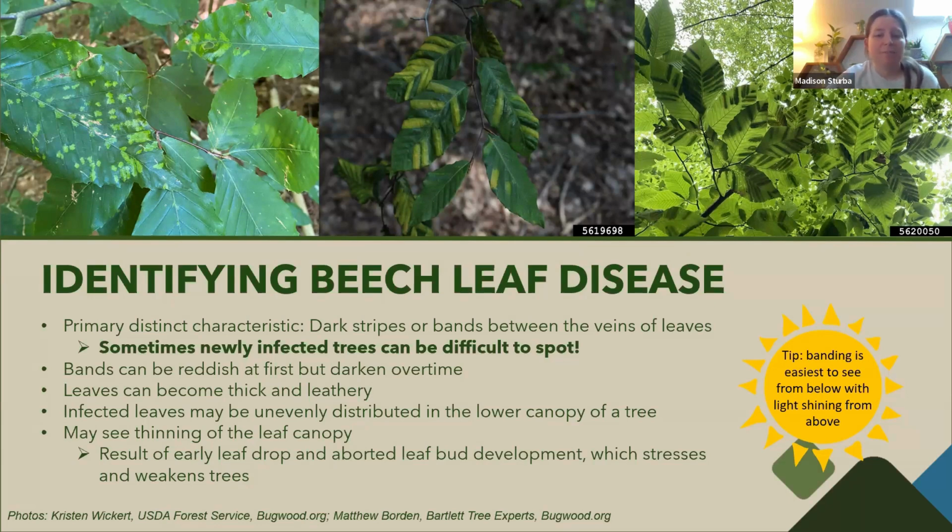These bands can look different depending on the time of year. Sometimes they're slightly reddish right after the leaves pop out at the beginning of the growing season, but get darker over time. In severe cases too, we'll see thickened or leathery leaves that might start to curl or deform. Sometimes it can be pretty tricky to spot, especially on a tree that doesn't have as many nematodes. So the first picture there on the left, there are bands that are a little more subtle, and it's something that you might not even notice as you're walking through the forest, especially compared to the other pictures where we see it in more severe cases.